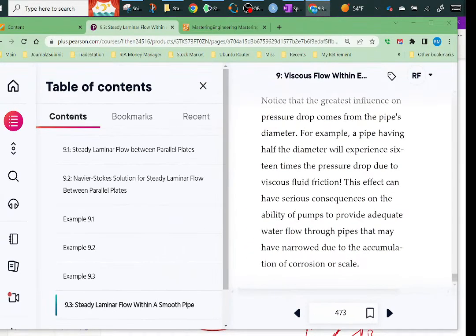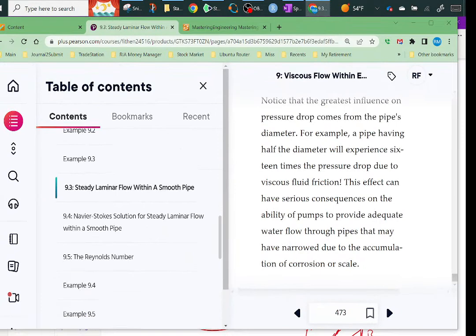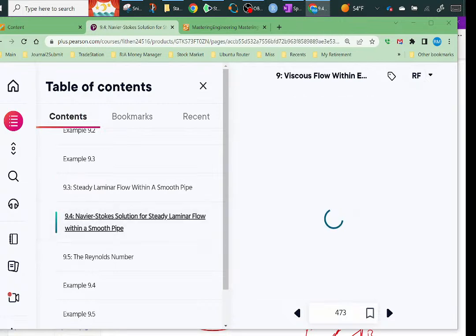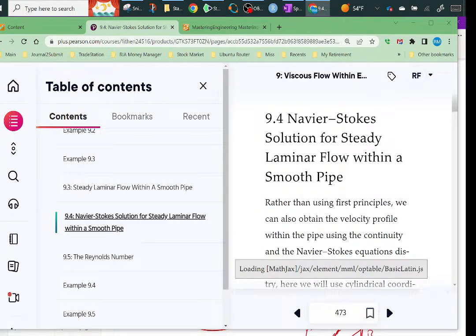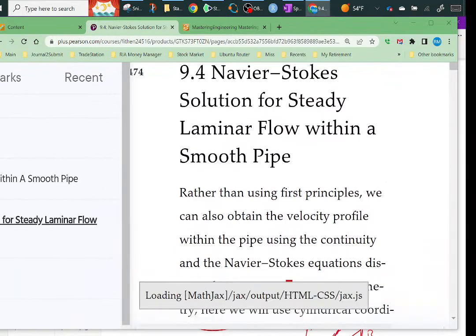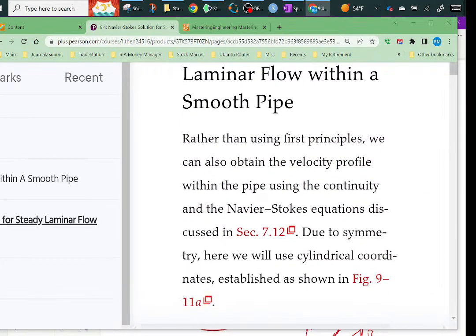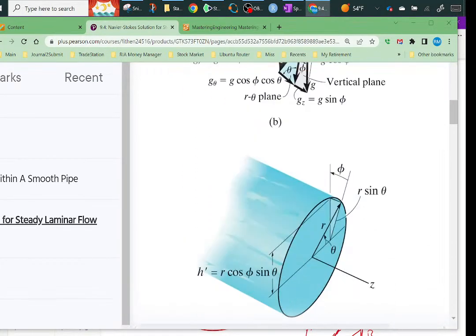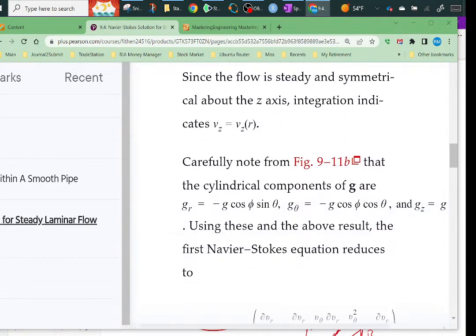Okay, now I've got to figure out... okay, did I touch it? Okay, I did. So he says within a smooth pipe, I guess this is a good way to do it. Oh, look at all that. It's telling me. So it's kind of the same thing he did before.